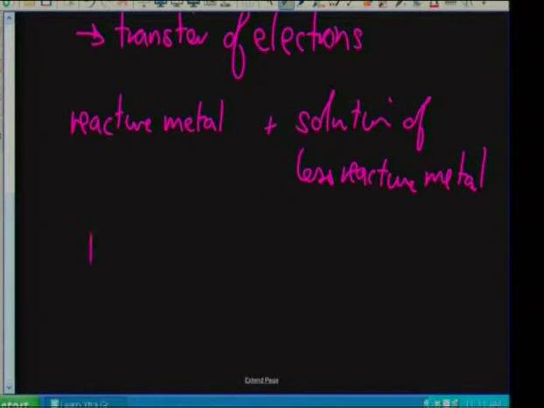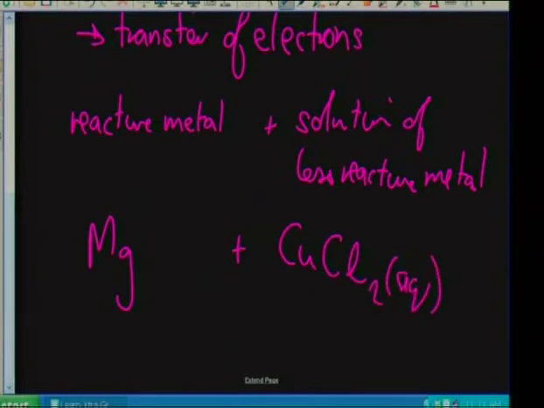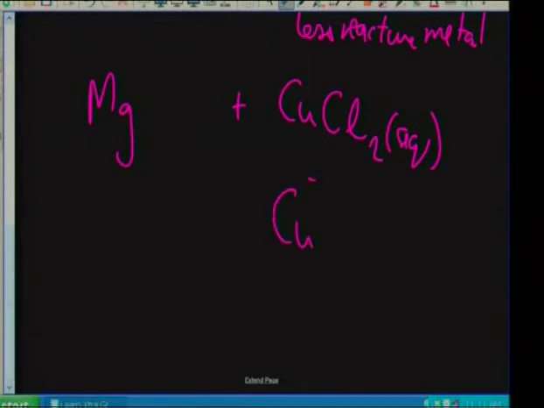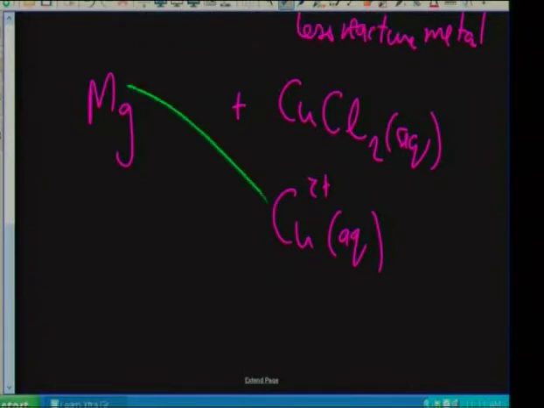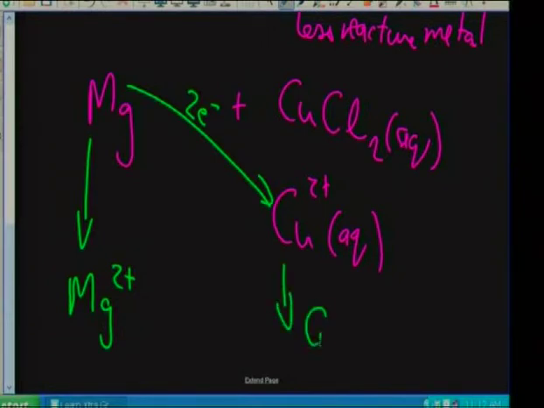So, for example, if we take magnesium and we add it to some copper chloride, now in that solution we know that there are copper ions, copper 2+ aqueous. What's going to happen is the magnesium is going to say, hey, I want to give you some electrons. And so it's going to donate 2 electrons. And the magnesium is going to become magnesium 2+. And the copper is going to gain those electrons and form copper metal.